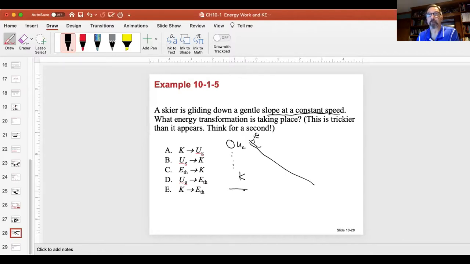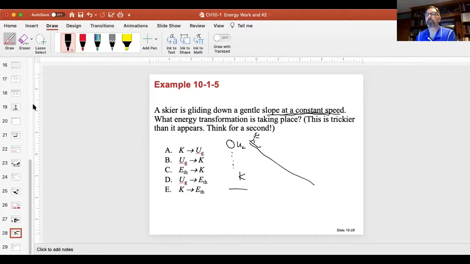It does. I mean, that's what we expected. We did free fall earlier in the semester. We expect that the speed will increase, that the kinetic energy will go up as the gravitational potential energy goes down. More on that on Monday. We'd expect the same thing from the skier. But the key here is that he moves down or she moves down the slope at a constant speed. So kinetic energy isn't increasing. So the potential energy is not going into kinetic energy because it's a constant speed. That's why B can't be right.